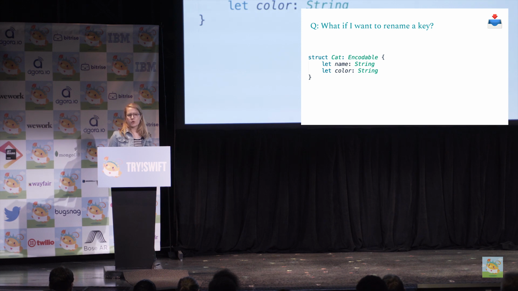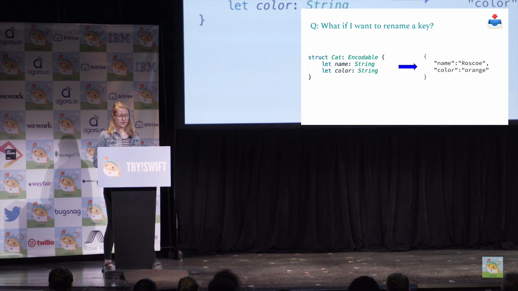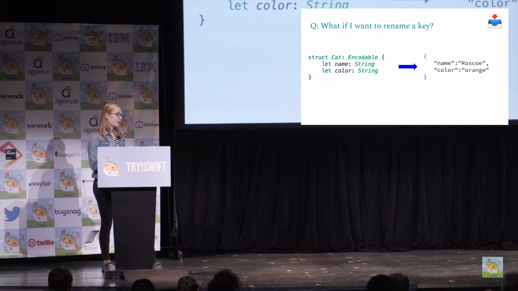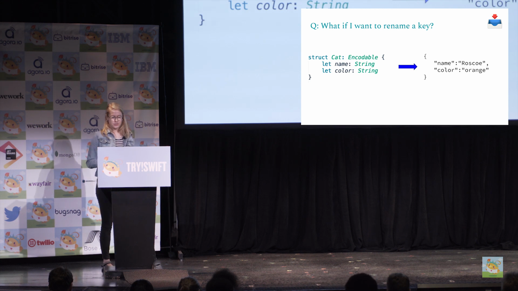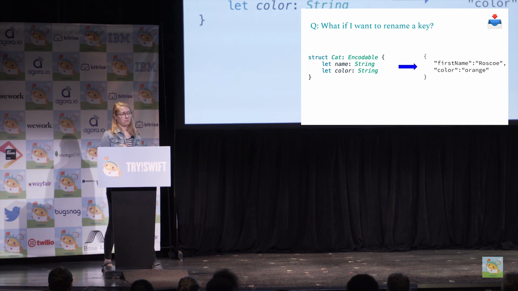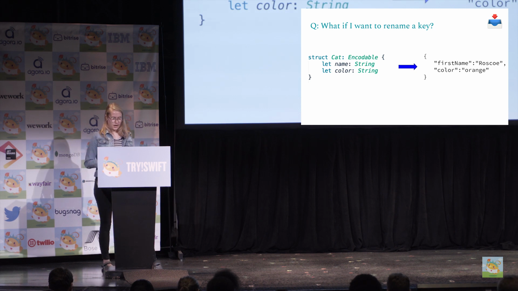For example, maybe we want to rename a key. So right now, if I encode this cat, I'm going to get out this data where I have these two keys, name and color, corresponding to properties. But maybe I'm talking to some API that expects me to send the name as first name. Maybe there's some optional last name field I'm not sending or something like that. How could I do that?